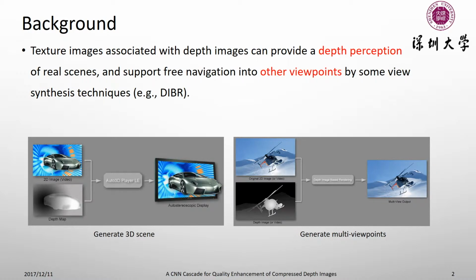Texture images or RGB images associated with the depth images can provide users a depth perception of real things. That is to say, the scene looks closer to a 3D scenario and more vivid than the scene obtained from traditional 2D images. At the same time, they can generate the content on other viewpoints by some view synthesis techniques, for example, the depth image-based rendering (DIBR) technique.